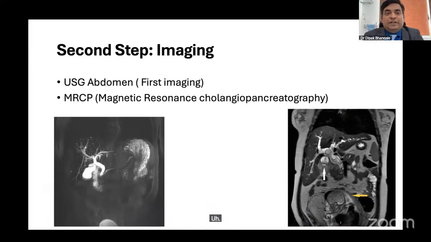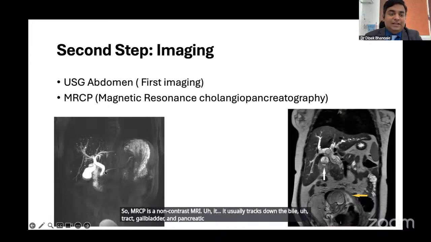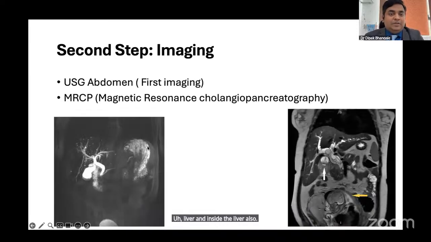Sonography is very safe in all trimesters. Apart from that, if there is a confusion, we usually take the help of MRCP. MRCP is a non-contrast MRI. It usually tracks down the bile tract, gallbladder, and pancreatic duct. You can see on the left side this type of images. We can see any obstruction of the biliary tract outside the liver and inside the liver also. So these are the safe imaging modalities in pregnancy.